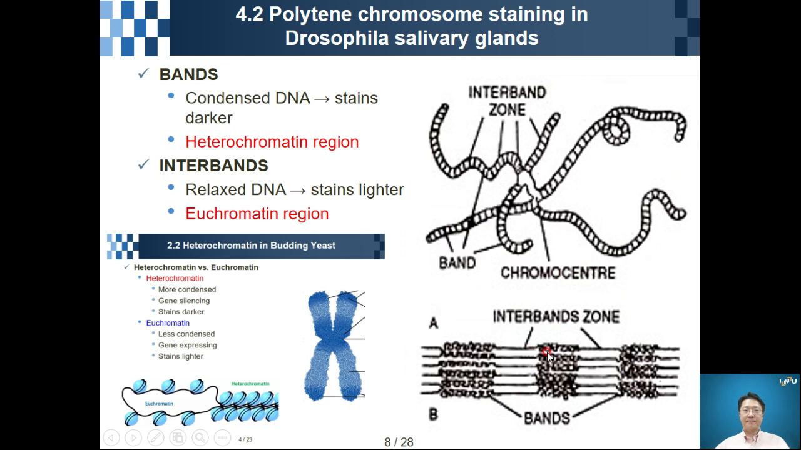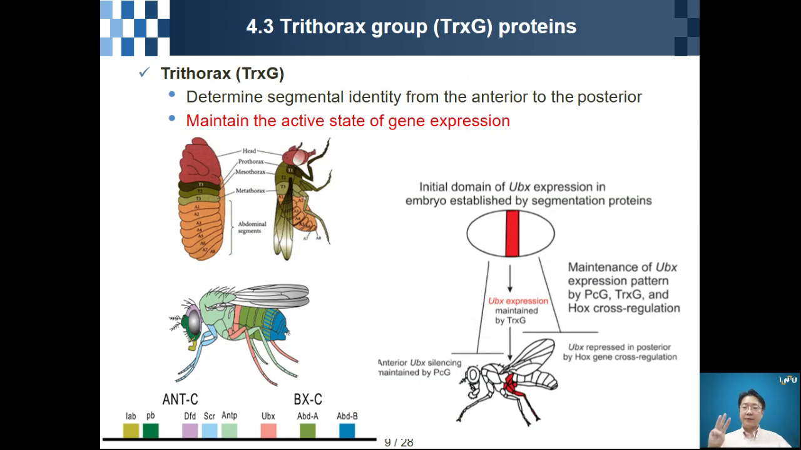Okay. In this slide, I will explain the third subject, Trithorax group proteins, TRXG proteins. So what's the main function of TRXG? This protein determines segment identity. So this is the fruit fly larva. They have several segments. TRXG proteins determine segmental identity from anterior to posterior.